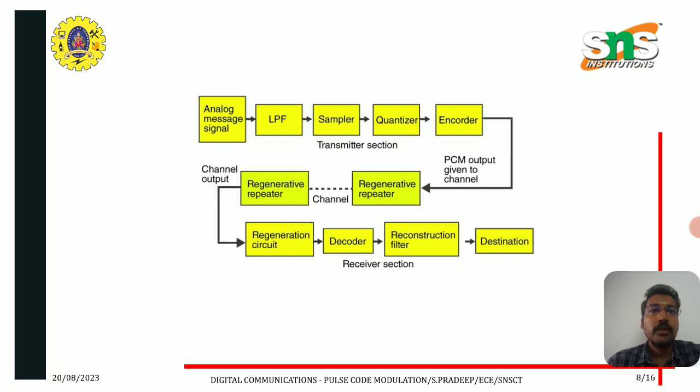This figure shows the pulse code modulation technique. Here, low pass filter, sampler, quantizer, encoder, regenerative repeater, regeneration circuit, decoder, and reconstruction filter are used to convert an analog message signal into a digital signal.